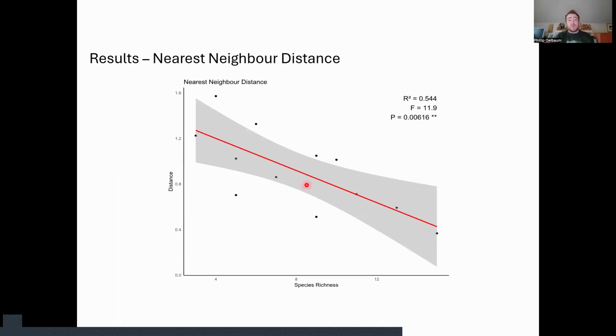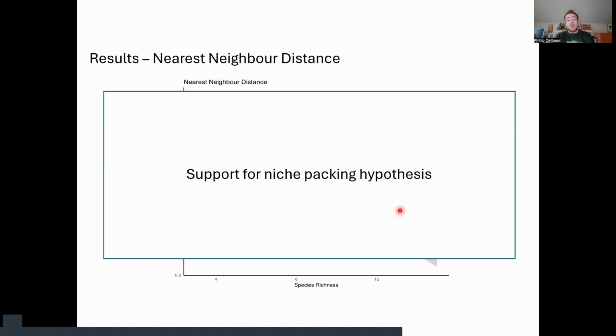So what we found was that yes, there is a negative relationship between species richness and nearest neighbor distance. So bats, in more diverse communities, are packed more into a defined community niche space. There's greater niche packing when we have more speciose cave roosts, which is a clear support for our niche packing hypothesis.